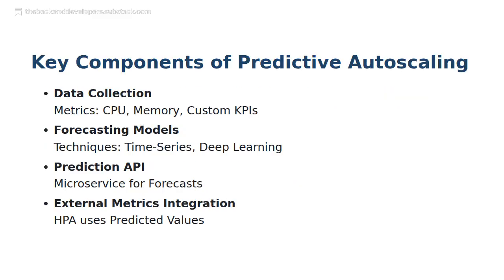Data collection is crucial, focusing on metrics like CPU, memory, and custom KPIs. We utilize forecasting models that incorporate time series and deep learning techniques to predict future resource demands. A robust prediction API acts as a microservice endpoint, delivering forecasts effectively. Finally, integrating external metrics allows the horizontal pod autoscaler to leverage these predicted values for optimal scaling decisions.